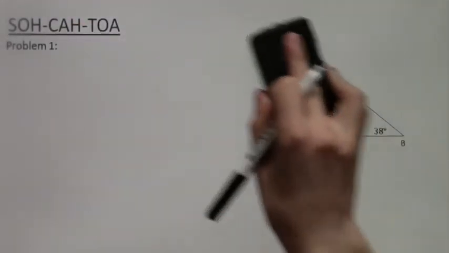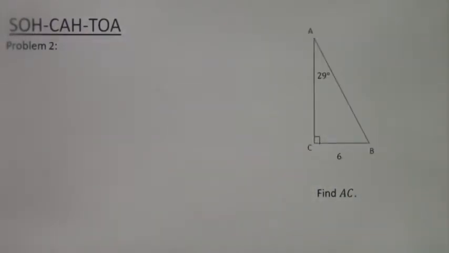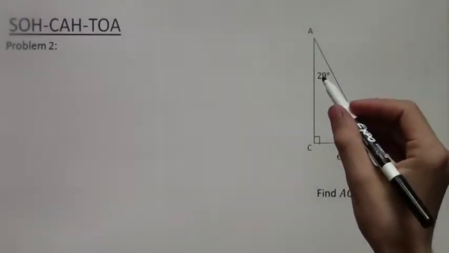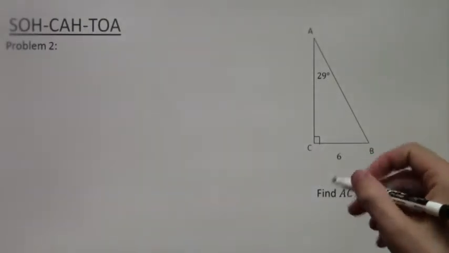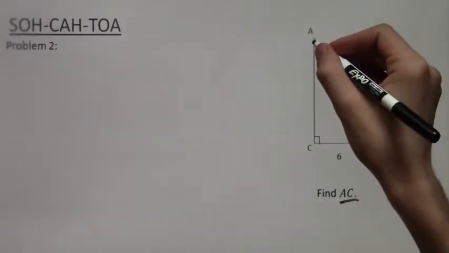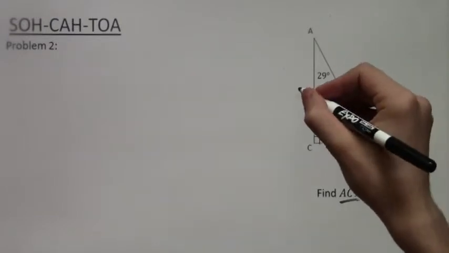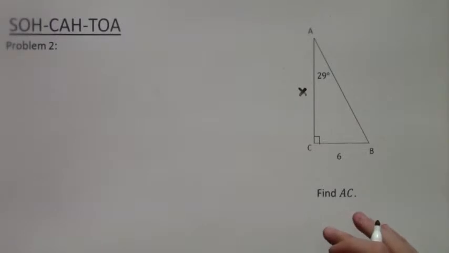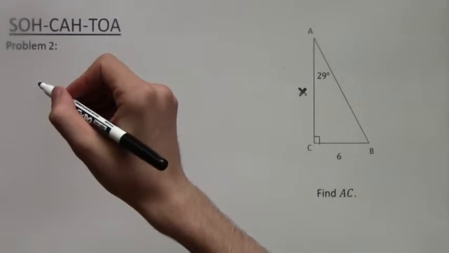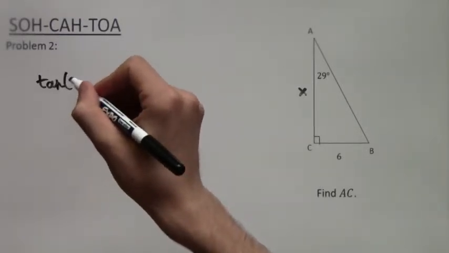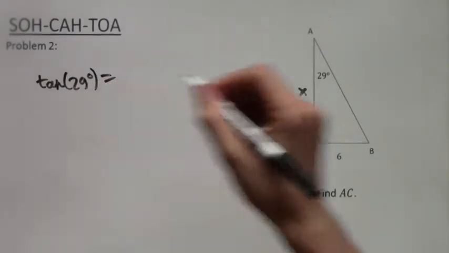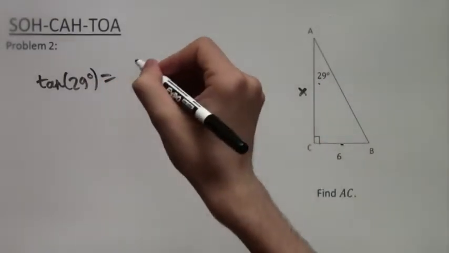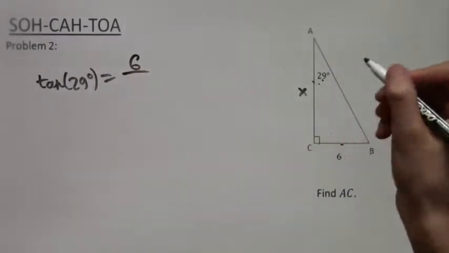So now we're going to move on to a second example. This time we're finding AC. Since we don't know AC, we're labeling it, and there it is. So it's X. And once again, we apply the tangent. So tan of 29 degrees is equal to the opposite, which is 6, over the adjacent, which is X.